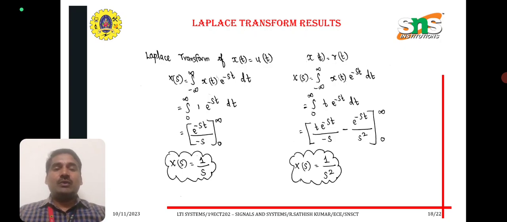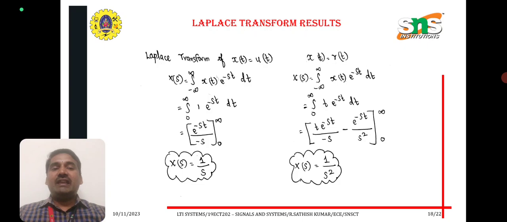X of s is equal to the integral from minus infinity to plus infinity of x of t into e power minus st dt. U of t means 1 for t greater than or equal to 0, and 0 for t less than 0. Taking the limits from 0 to infinity, we get X of s as 1 by s. Similarly, for x of t equal to r of t, we apply the UV method with t into e power minus st.